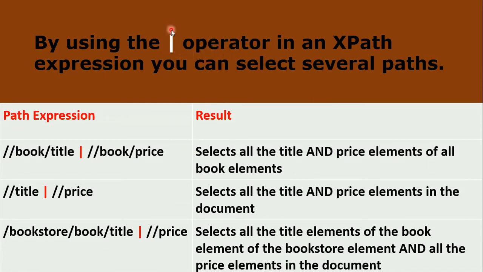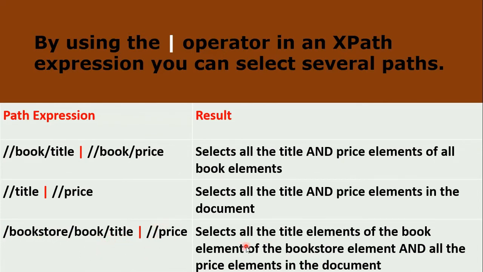You can do this by using the or operator in an XPath expression, the pipe. You can select several paths, and this path expression is like //book/title | //book/price. I need the book title and the book price as well, so it selects all the title and price elements of the book elements. If I want only title and price, it can also select them with this kind of XPath expression. And for bookstore/book/title and price, it selects all the title elements of the book element of the bookstore element. Here we need to remember that it will only select the title element present in the bookstore node. If it is outside of the bookstore node, it will not select that particular title.